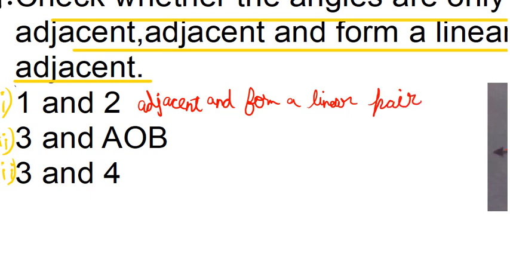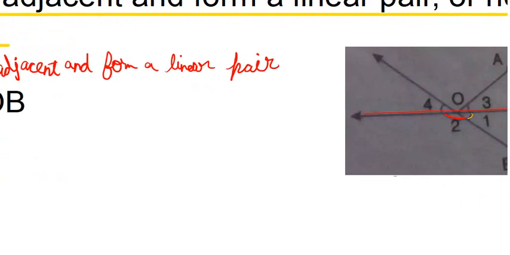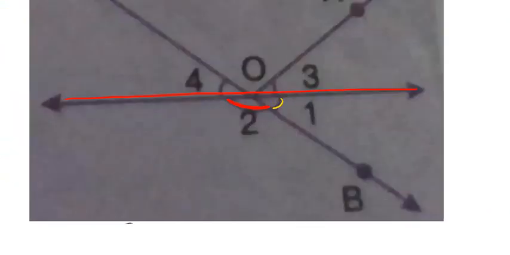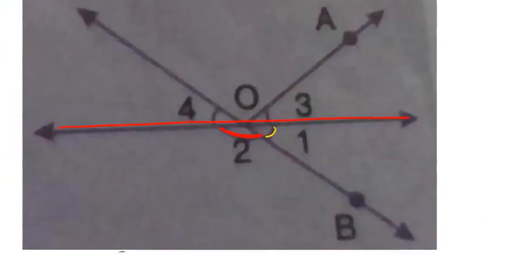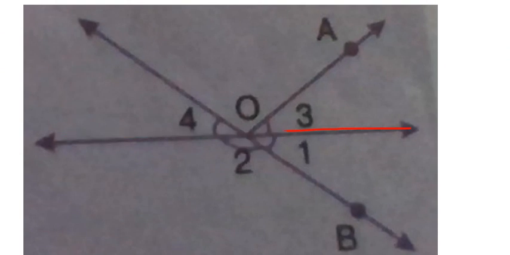Then we have angle 3 and angle AOB. Again you can see here, I'll erase this bit again. Alright, so angle 3 and AOB, see the one marked with the yellow here, this one angle 3, this is our angle 3, the one which I am marking with yellow. Now AOB, where is AOB? From here, from point A till O, and from O to B. The one with red is our AOB.